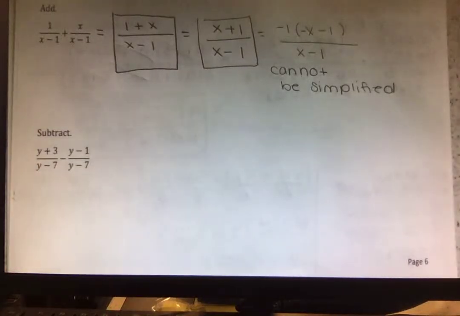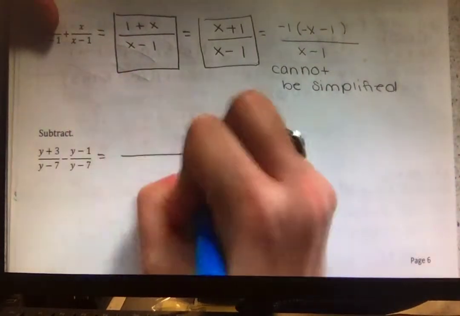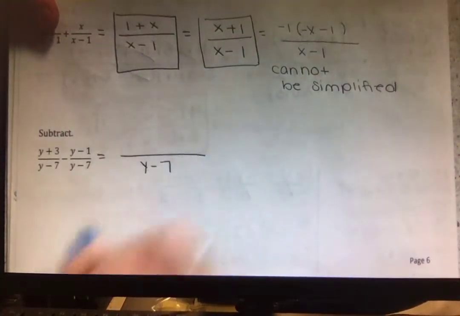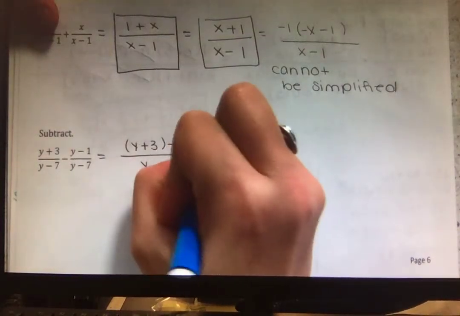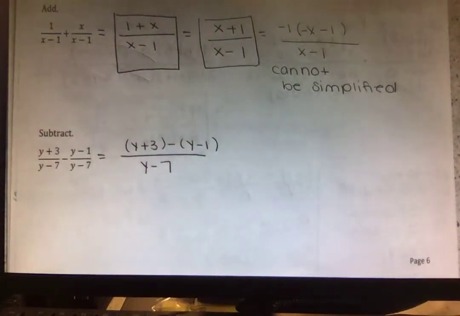All right, so let's try another one. So subtracting y plus 3 over y minus 7 minus y minus 1 over y minus 7. Are these like terms? They have common denominators? Yes, so they're both going to be over y minus 7. Up top, we have y plus 3 minus y minus 1. Just like before, we're going to put our separate factors into parentheses to separate them. So parentheses usually mean distribute, so that way I can distribute everything.